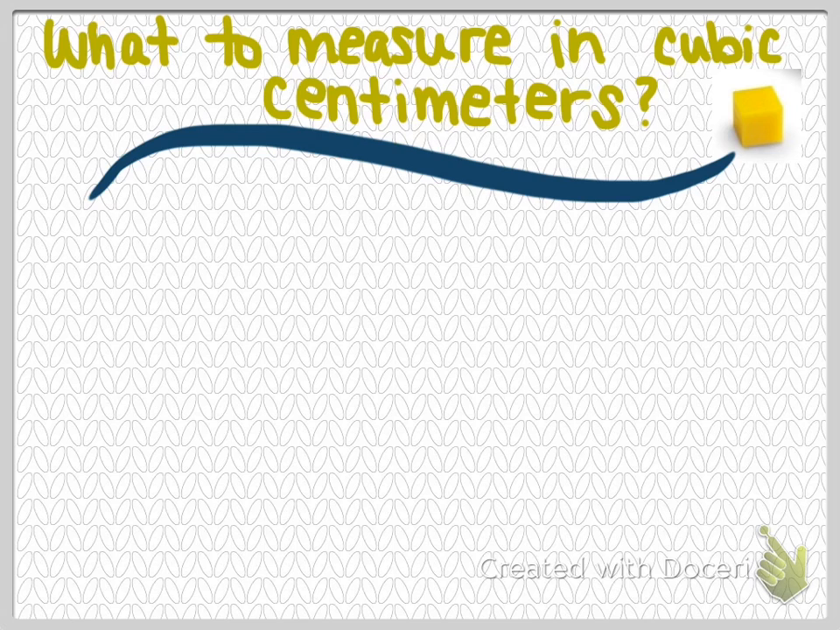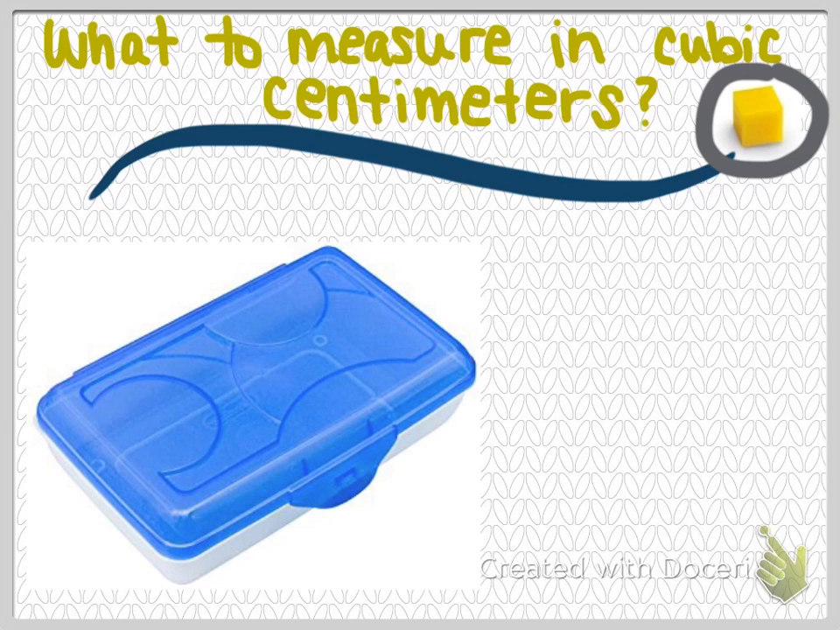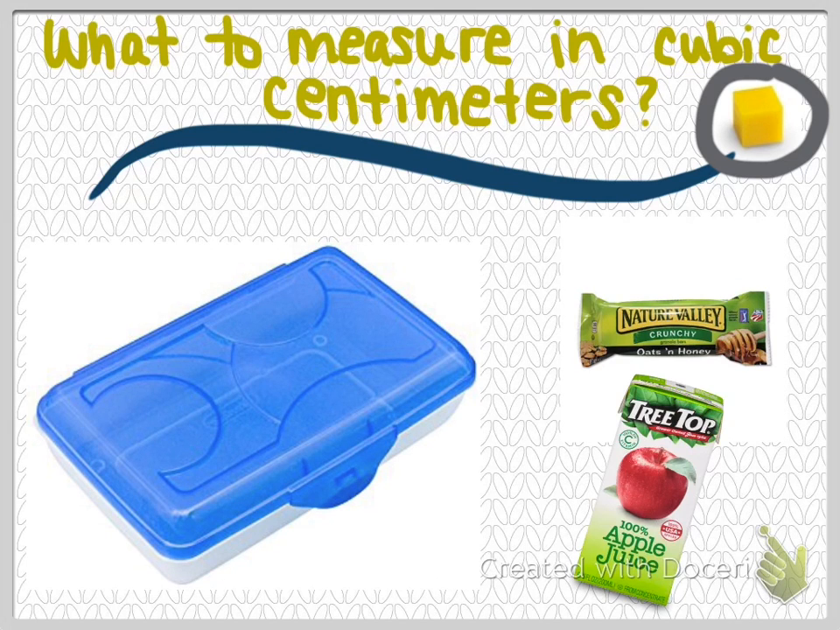We've been working with these little yellow cubes a lot in class lately. Each side of the cube is a centimeter long, so we call this a cubic centimeter. I want you to take a second and think about what objects in the real world would you measure in cubic centimeters? We could measure things like your pencil box, a juice box, or a granola bar. Cubic centimeters are pretty small, so we would have to measure things that are kind of small, not huge things.